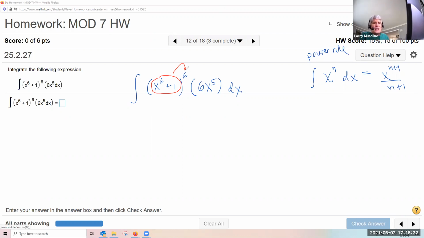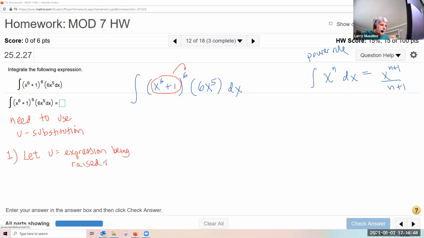When you see this kind of setup, we need to use a method. It's called a substitution method, and sometimes this is called U substitution. All right, here's what it says. Step 1, let U equal the expression being raised to an exponent. Well, in my example, that's the contents of this parenthesis. So I'm going to let U equal x to the 6 plus 1.